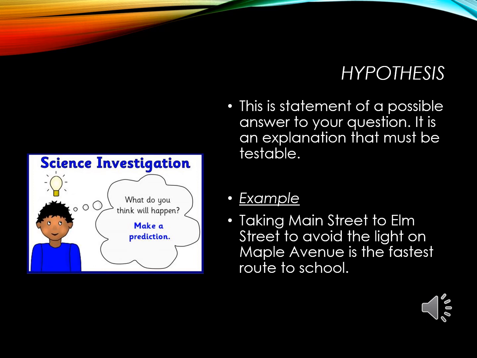Next, hypothesis. This is a statement of a possible answer to your question. It is an explanation that must be testable. An example of this is taking the main street to Helm Street to avoid the light on Maple Avenue to school is the fastest route. That is your hypothesis from what you have observed earlier and the question you have.